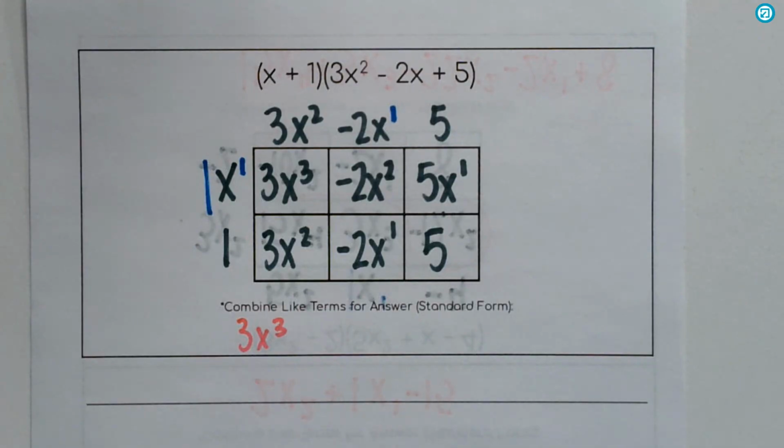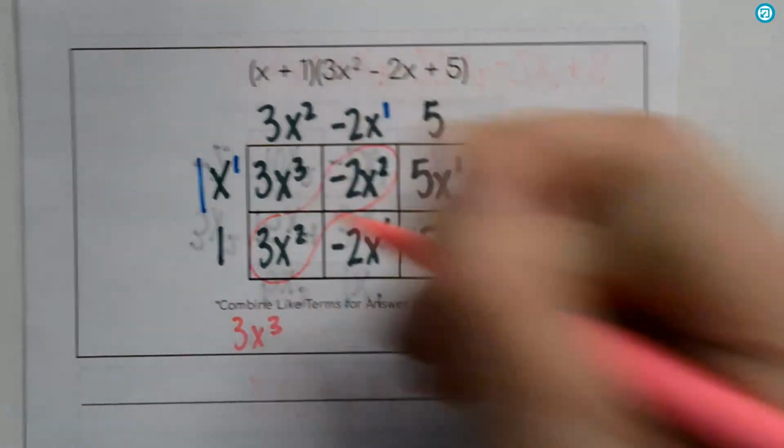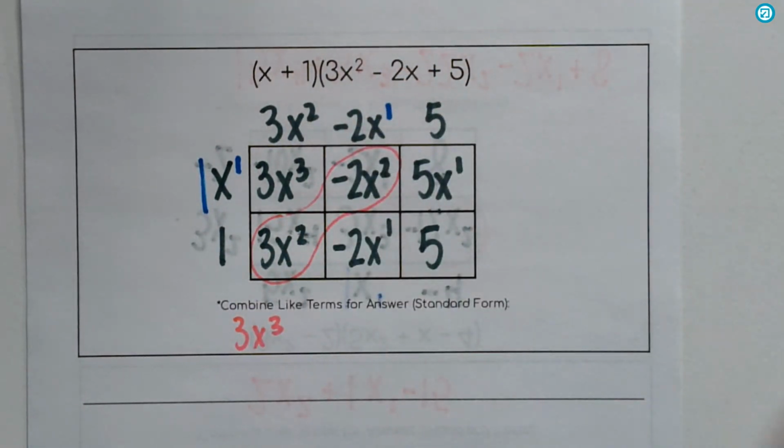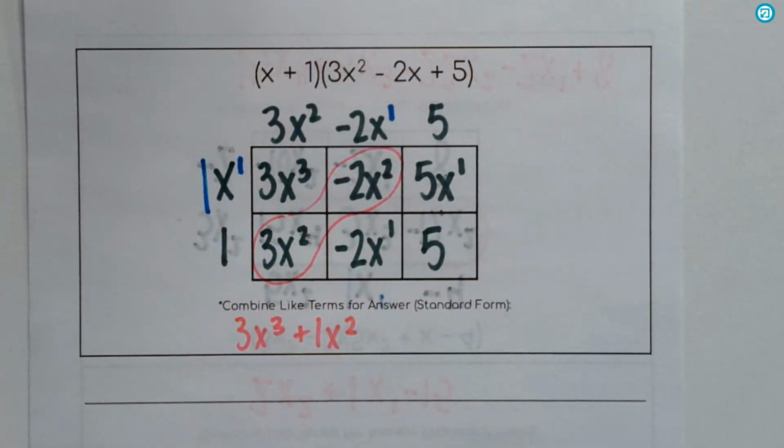What can we combine together now? Anything? What can we combine together? Yeah. Okay, this 3x squared and this negative 2x squared. So 3 minus 2 is 1. So that can be plus 1x squared, or you can just put plus x squared if you wanted to. Okay, what else can we combine?